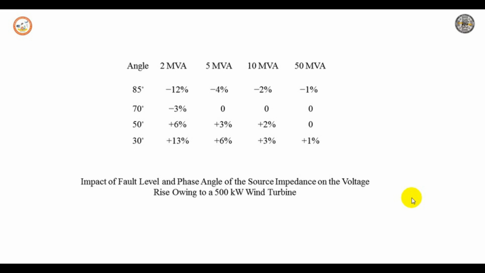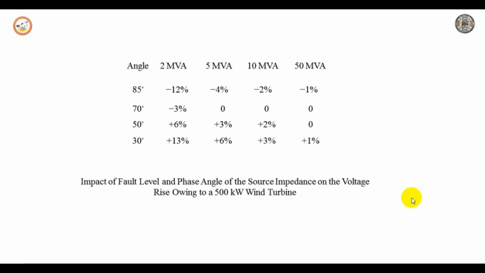If the phase angle is reduced to 70, for 2 MVA you can see a significant reduction, up to minus 3%, and for 5 MVA it is almost 0, for 10 MVA it is 0, and for 50 MVA also 0. If the phase angle is further changed, you can see a significant rise for 2 MVA, plus 6%, a 3% rise for 5 MVA, only a 2% rise for 10 MVA, and a 0% rise for 50 MVA.